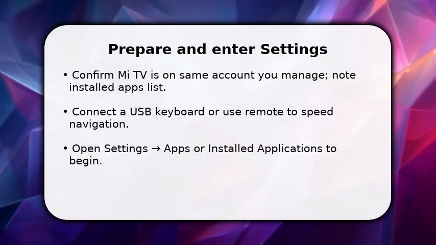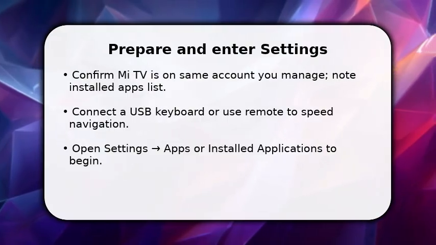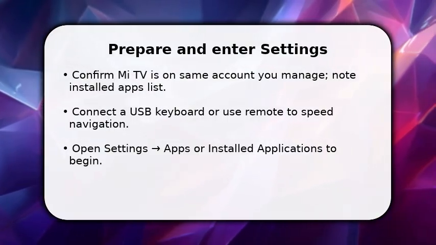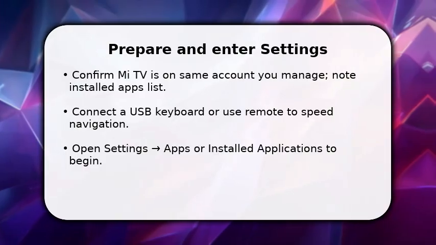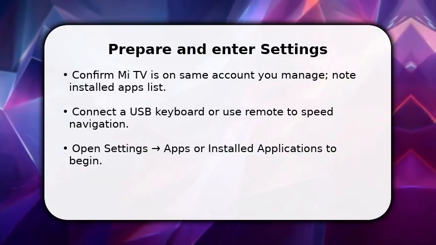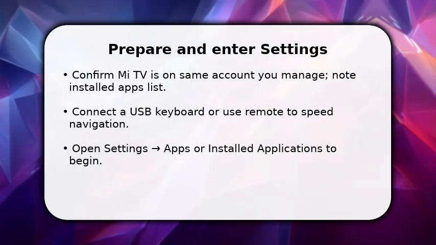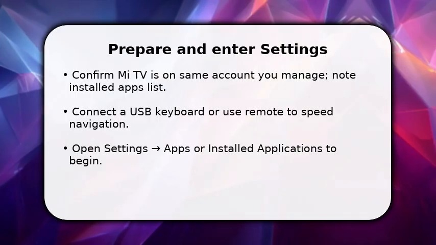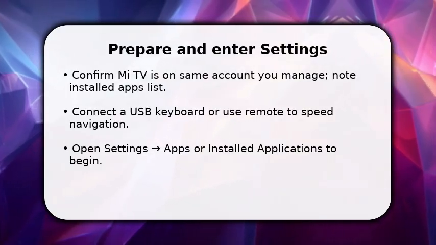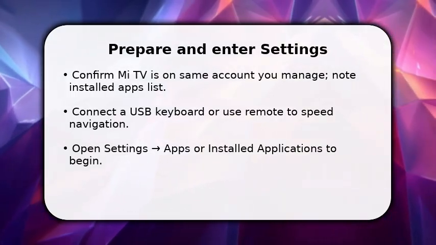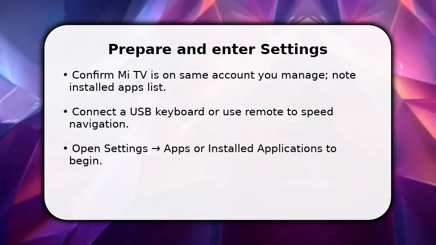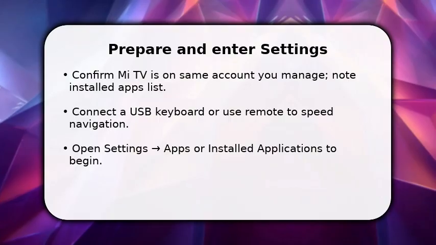You start by getting into the TV's app management quickly. Make sure you're on the My TV account that installed YouTube. Once done, plug a USB keyboard or use the remote for faster selection. Navigate to Settings, then Apps or Installed Applications so you can see YouTube listed. This first move locates the app and reveals options like Disable, Force Stop, and Uninstall updates.